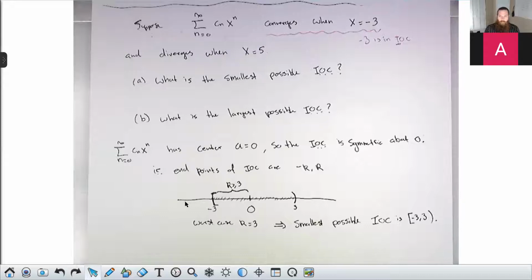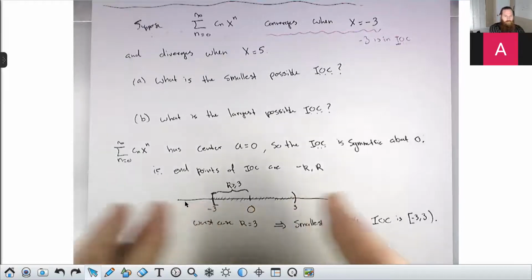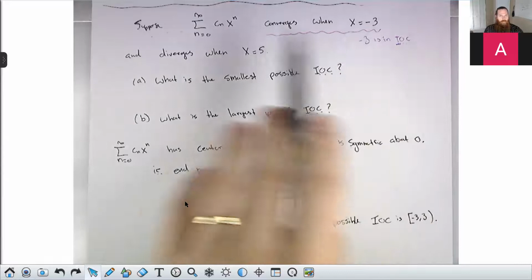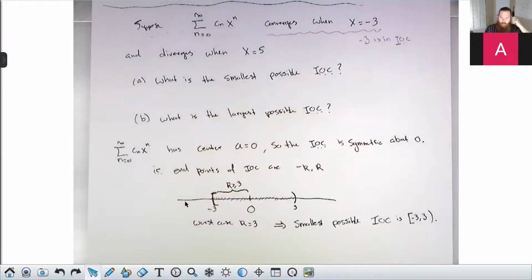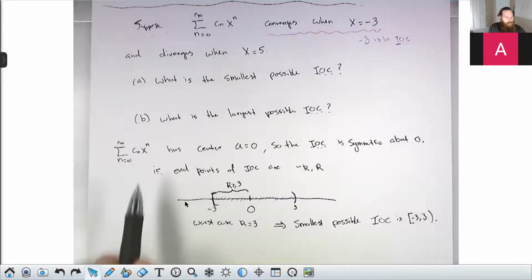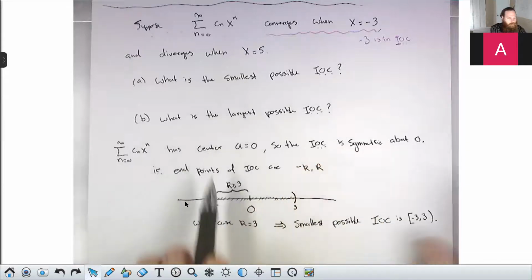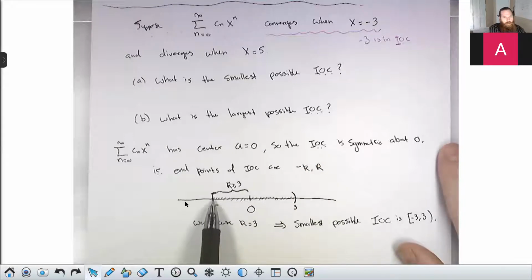The series is centered at 0, which means the interval of convergence has to be centered at 0. -3 is known to be in the interval of convergence because I'm told that the series converges when we plug in x equals -3. So it's the smallest possible interval centered at 0 containing -3. Well, how tightly can I shrink in centered at 0 and still contain -3? Well, that would put my left endpoint right here. I can't bring that left endpoint in any further because then -3 wouldn't be in the interval. If I bring it out any further, then it's not as small as possible.